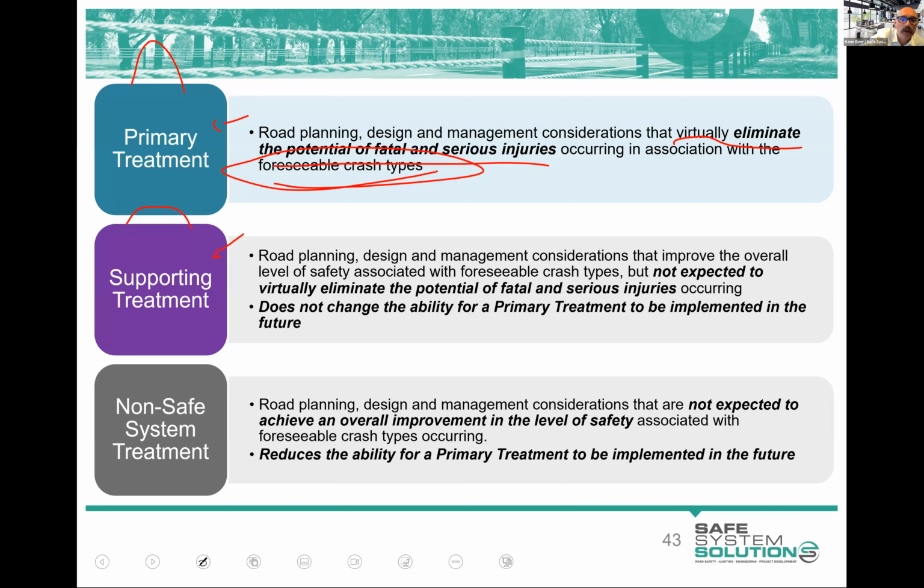So a supporting treatment is a road planning or design consideration that improves the overall level of safety associated with foreseeable crash types, but is not expected to virtually eliminate the potential for it to occur. So non-safe systems, just for terminology purposes, you wouldn't be suggesting non-safe system treatments.